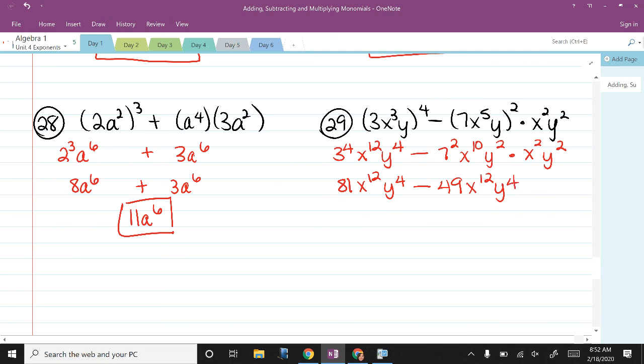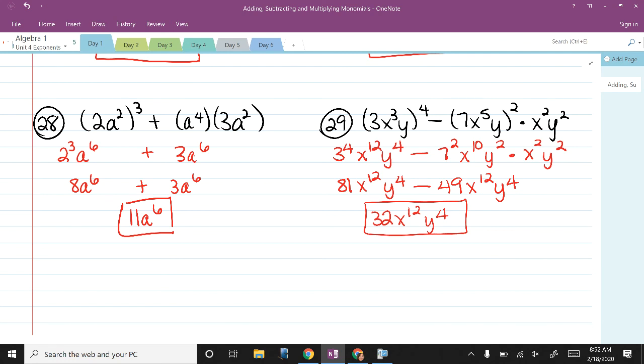So finally, are these like terms? Yes. So coefficients. What's 81 minus 49? 32. And then copy my variables. When you combine like terms, you do not change the variables. And there's your final answer. So if these were not like terms, would I combine them? No, if they didn't have the exact same exponents, I would not combine them. You just leave it alone. All right? How did I get 12? Right here? I added the x's, and then I added the y's, because that was multiplied right there.